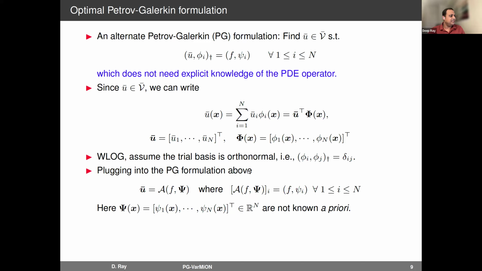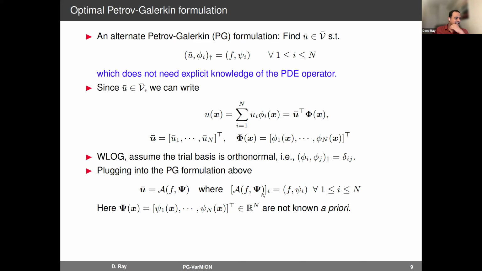If you do that, then you plug it into the PG formulation and you end up with the fact that the coefficient U bar that you want is simply given by this vector on the right hand side, where the ith component is simply the inner product of F with the optimal weighting function psi I. So U bar is simply given by this. You get this U bar coefficient, take the dot product with the trial basis, and you have your solution.